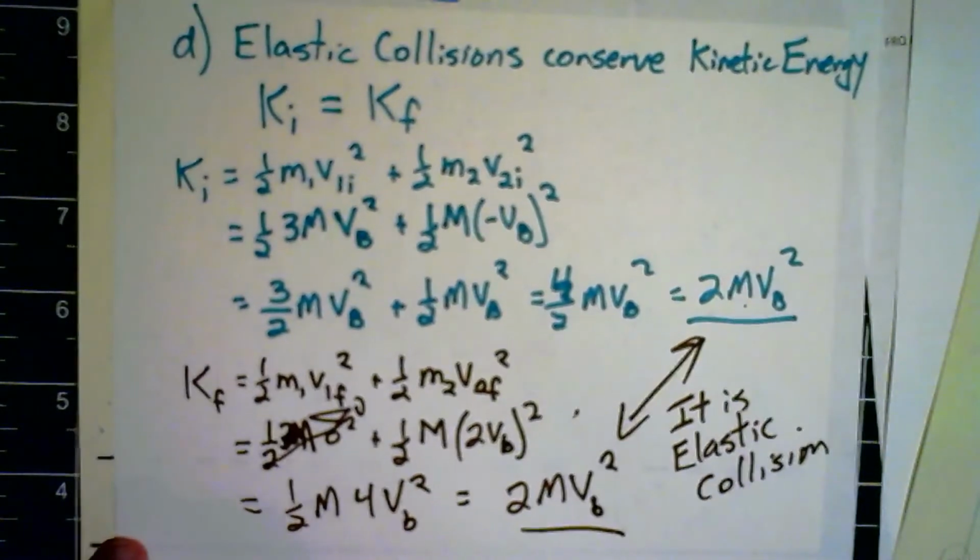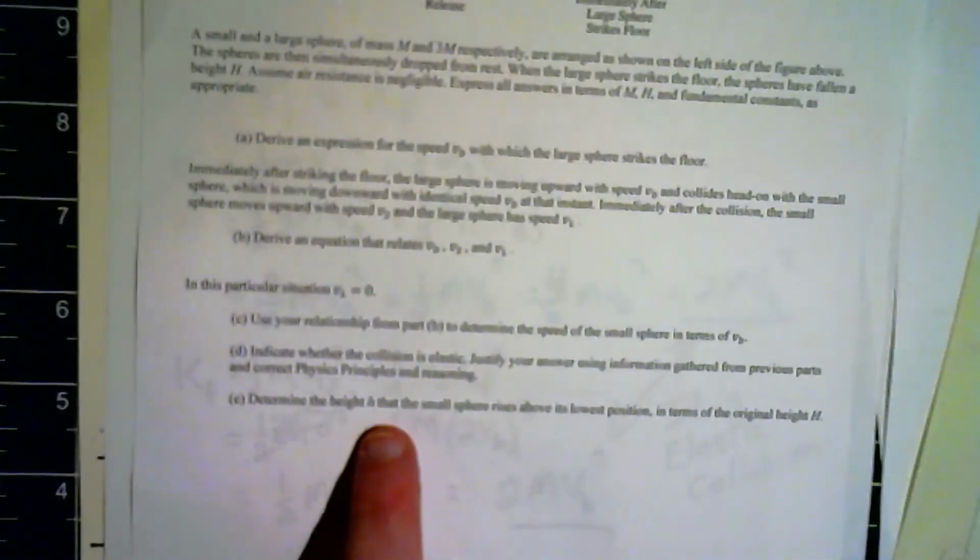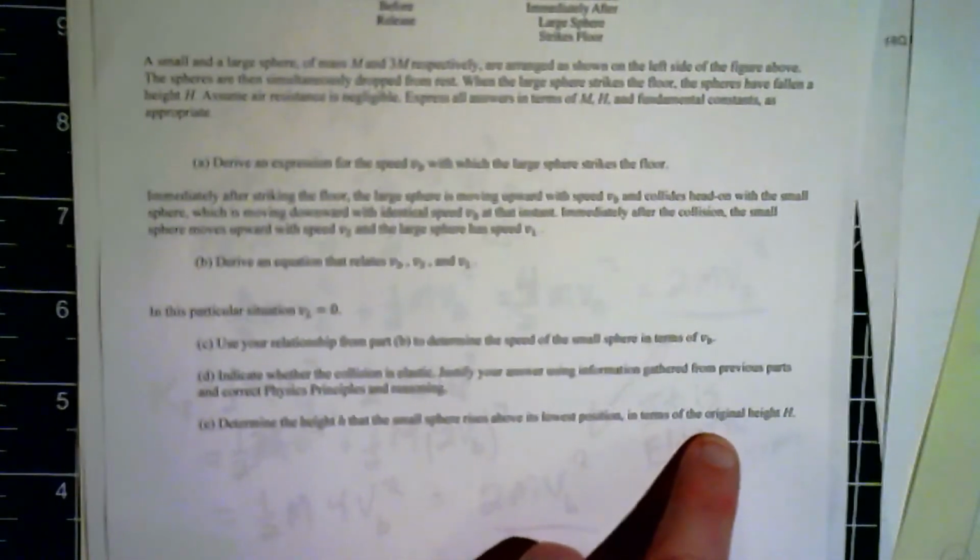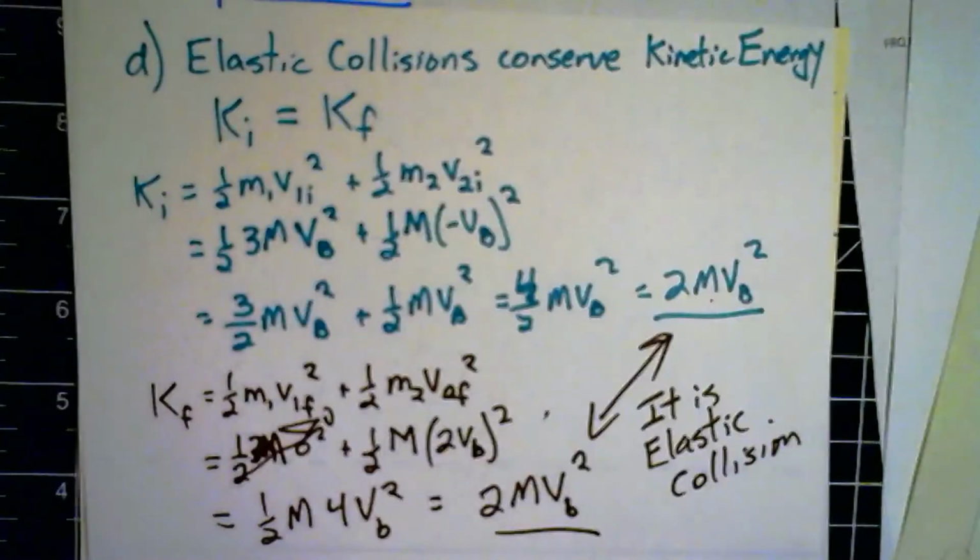Now the last part, part E, says determine the height h that the small sphere rises above its lowest position in terms of the original height. And so for this part, you have the small sphere, which after its launch is moving upwards at a speed of 2 times VB. That was the original velocity after that collision. So it didn't really hit the ground, it hit the large sphere. That's what bounced it up. And so it's going to travel up for that height to some new height h.